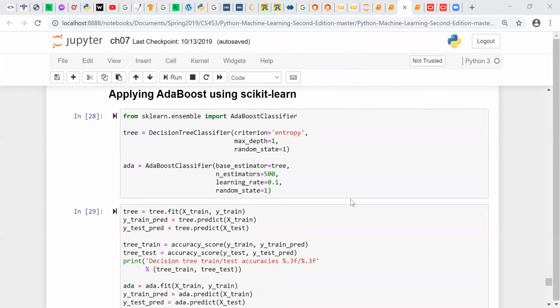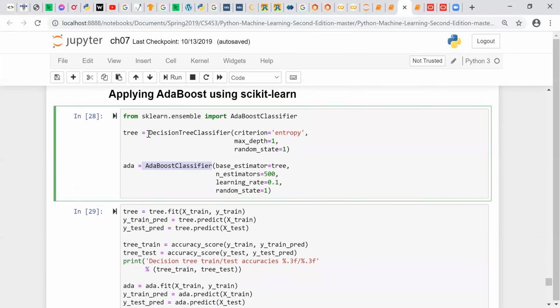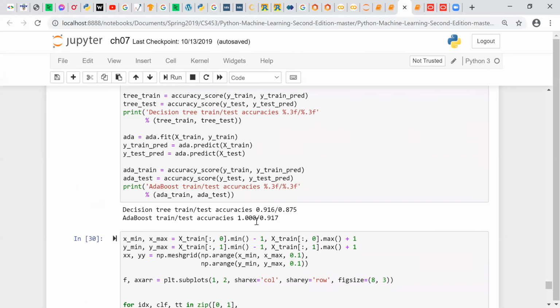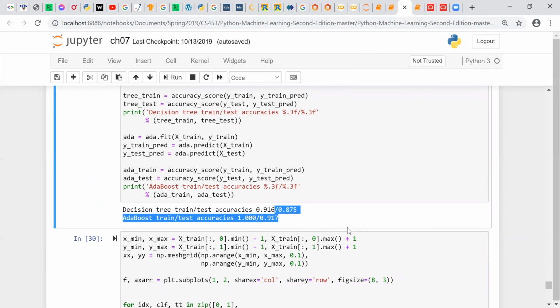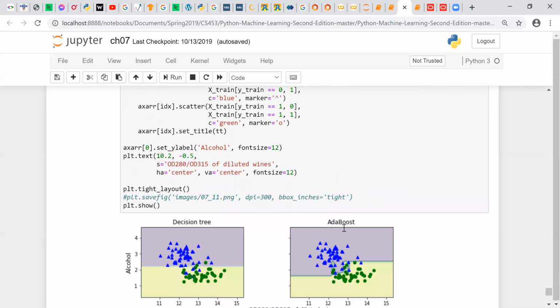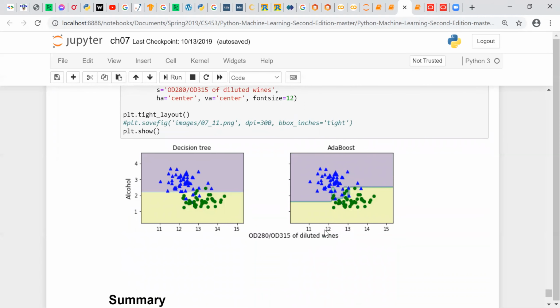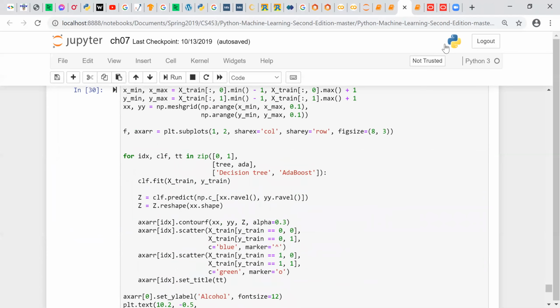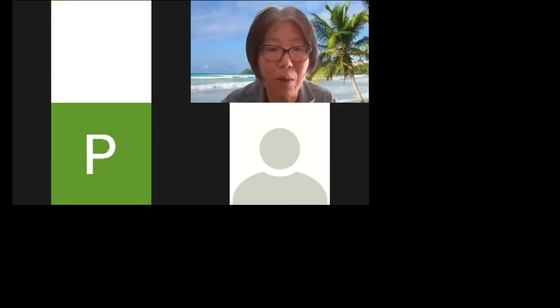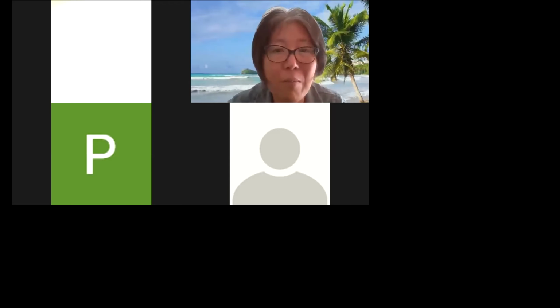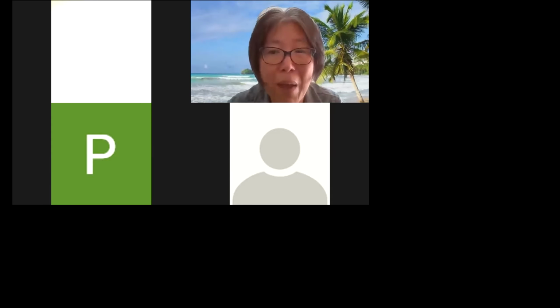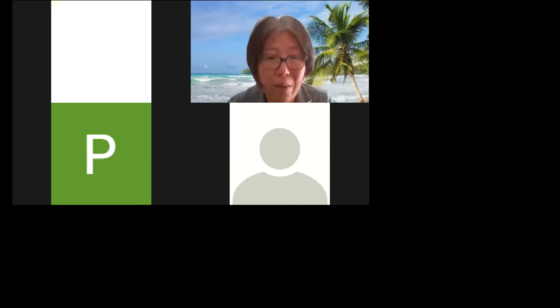For boosting over here, we do AdaBoost, using a decision tree as the base one, and the accuracy is also shown. It's pretty similar to the previous bagging one, and it also draws the contour. So what we discussed today focused on ensemble learning with two different approaches: one is bagging, the other is boosting. So that's all.